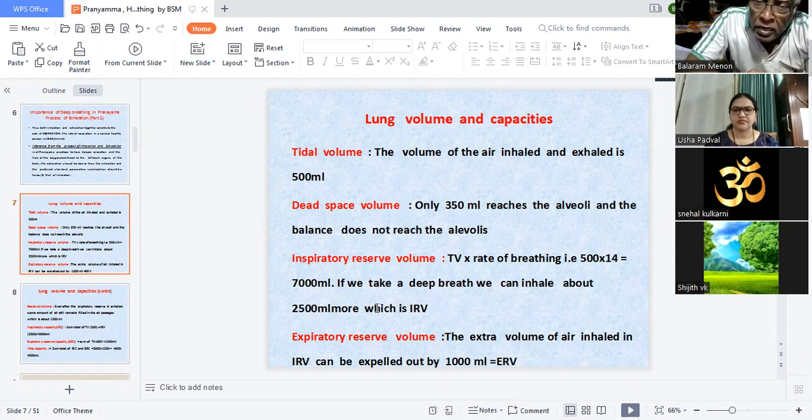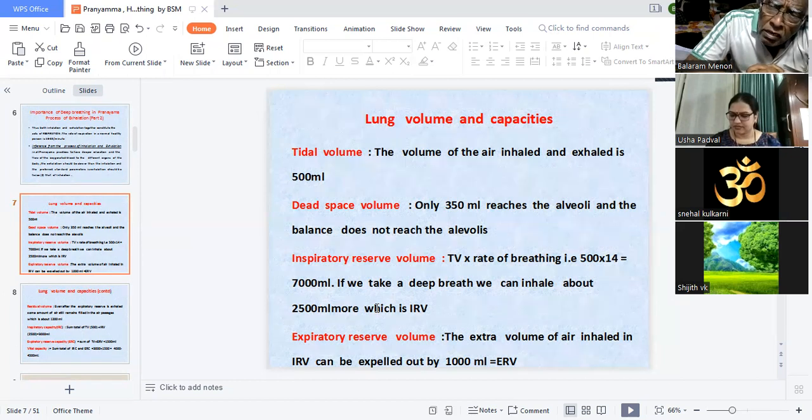Expiratory reserve volume, ERV. The extra volume of air that can be expelled out after a normal exhalation is 1,000 ml, equal to ERV. ERV is expiratory reserve volume and IRV is inspiratory reserve volume. IRV is 2,500 ml. And tidal volume is always 500 ml.